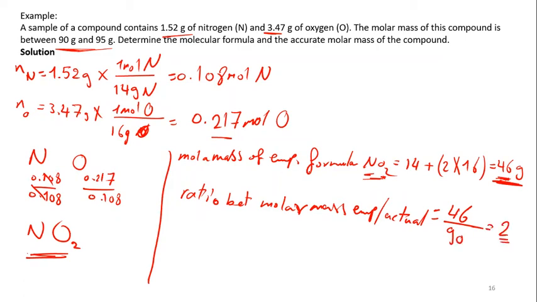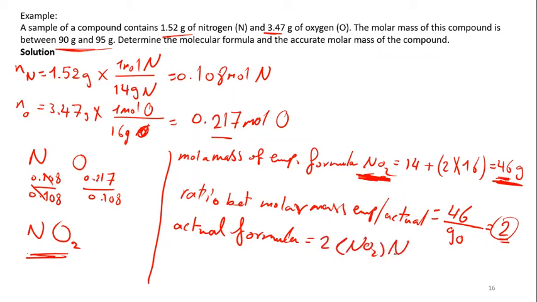This means I have to multiply my empirical formula by 2, because if I have the empirical formula NO2, multiplied by 2 is my actual formula. So the actual formula would be equal to 2 multiplied by NO2, which is equal to N2O4.